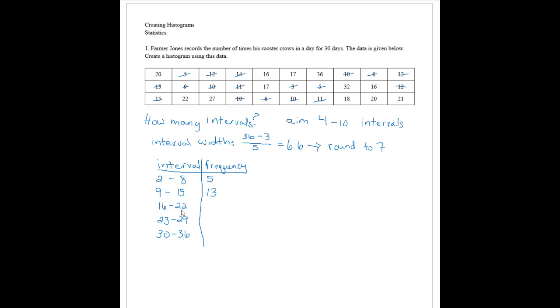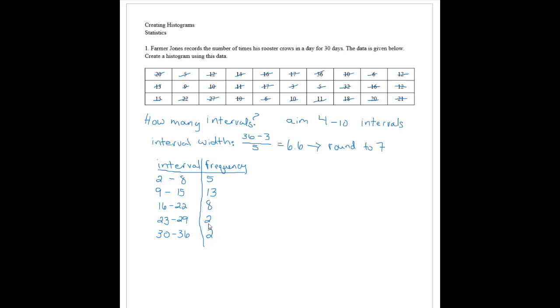We'll count the numbers between 16 and 22. 1, 2, 3, 4, 5, 6, 7, 8. The numbers between 23 and 29: 1, 2. And between 30 and 36, we have 2.